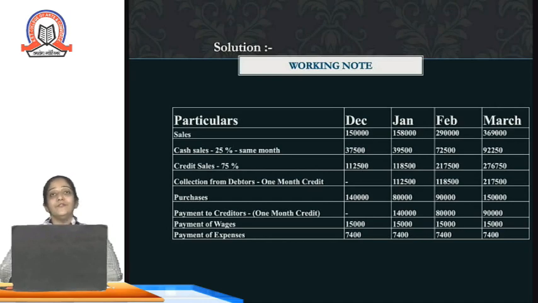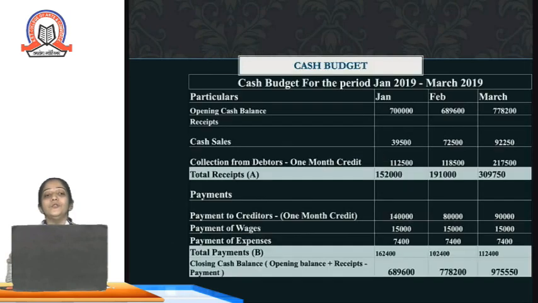Now we have to focus mainly on the duration for which we are supposed to prepare the budget. In the question it was clearly mentioned, prepare the budget of 3 months starting from January. So when we go to the final format of the budget, we have to prepare the columns accordingly. First column will be the particulars column, and then 3 columns, that is for January, February and March.